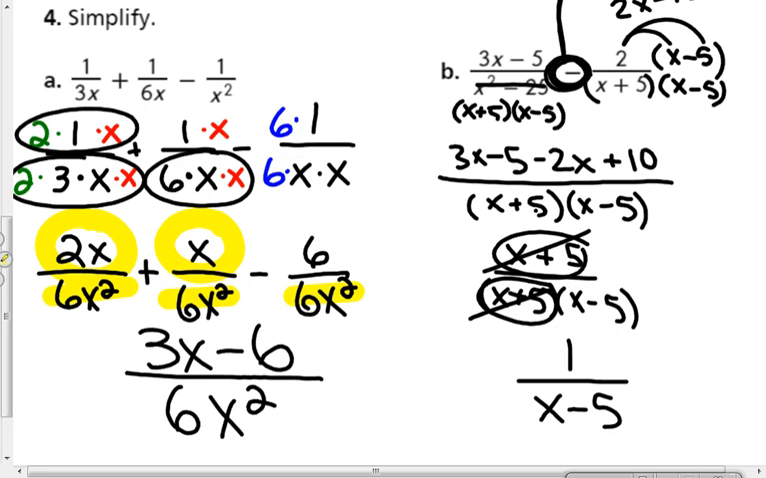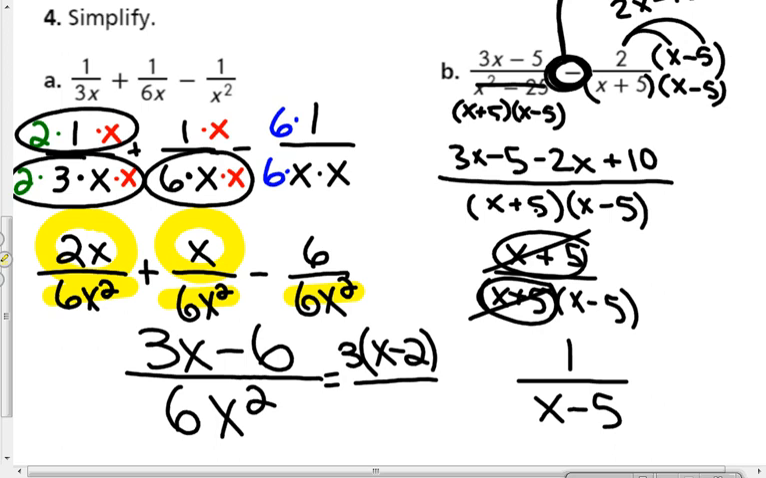I put the pen down, but that could actually reduce just a little bit. Do 3 and 6 have a common factor? That's a question from elementary school. What is it? 3 is their common factor, leaving behind x minus 2 when you factor out the 3.